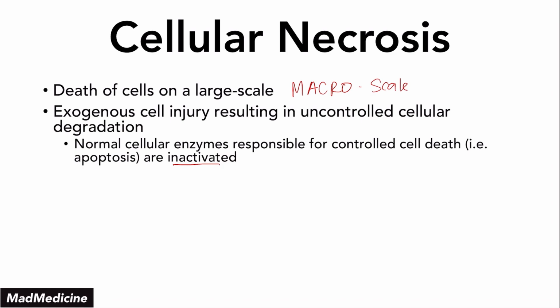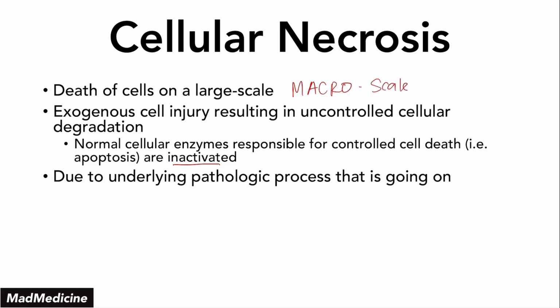So they get deactivated. Now, usually this occurs because of some underlying pathologic condition that's going on. For example, if you have a clot that occludes blood flow to an organ, that organ that is going to be distal to the clot will not get perfusion and it will go through necrosis. It will become dead. It will die. But these cellular controlled cell death enzymes will not be activated.